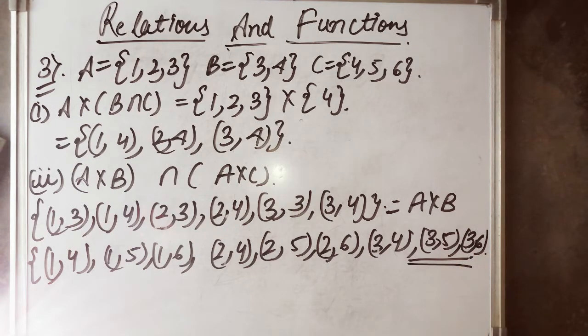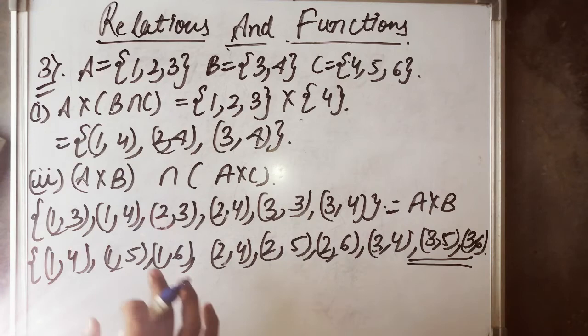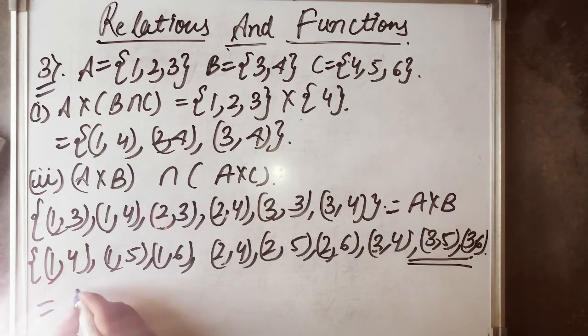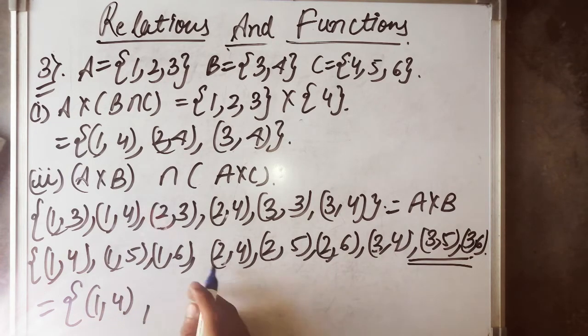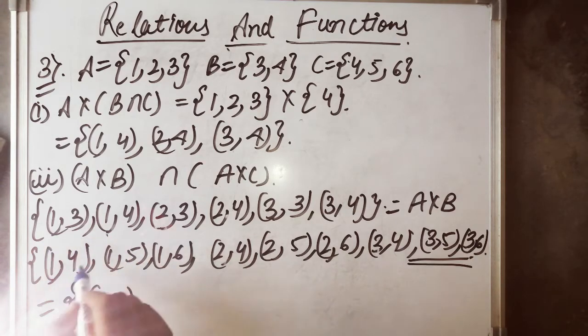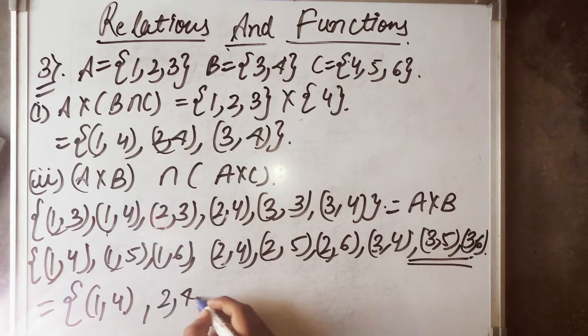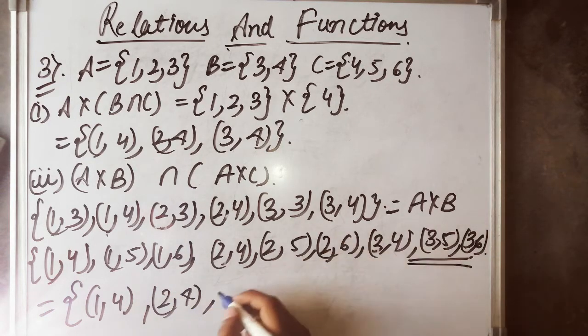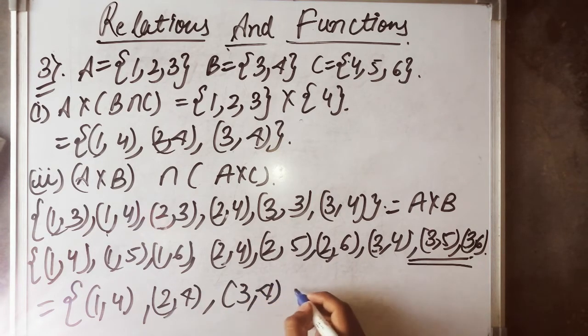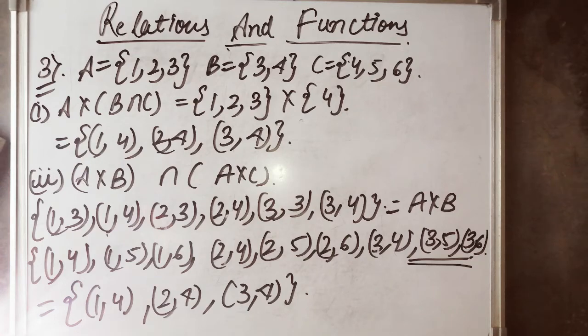Now we need to find the intersection of A cross B and A cross C. Checking: (1, 4) is in both, (1, 3) not here, (2, 3) not here, (2, 4) is common, and after that (3, 4). The only elements common in these are (1, 4), (2, 4) and (3, 4). Pause the video to note it down, and after that we will do the third and fourth parts of this example.